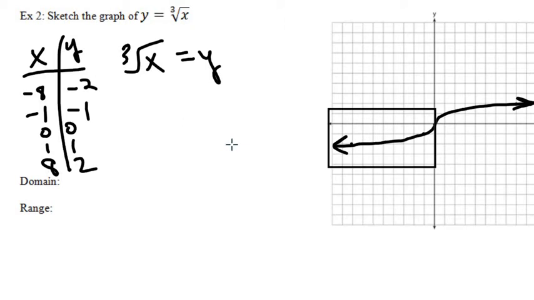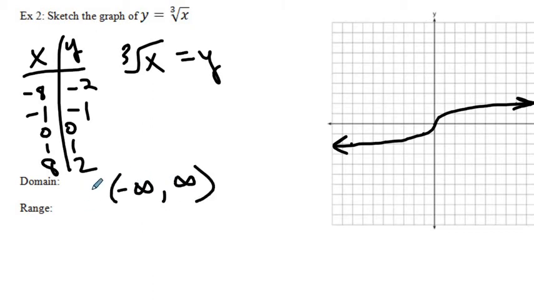Can't square root a negative number, but we can cube root a negative number. All right. So that is what the graph looks like. The domain, because x can be anything now, our domain is back to our good old-fashioned all real numbers, -∞ to infinity. But our range is, what do you know, it's actually also all real numbers.